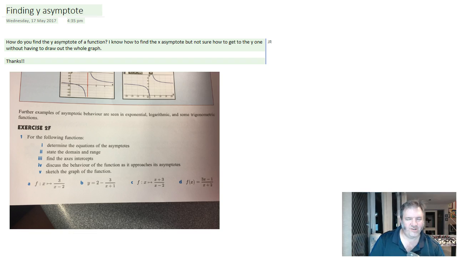Right, another really good question here about these pesky little asymptote questions. So this one here: for the following functions, determine the equations of the asymptotes. Let's just have a look at one here. We'll take, I don't know, let's take b to start off with. Why not b? y equals 2 minus 3 divided by x plus 1.